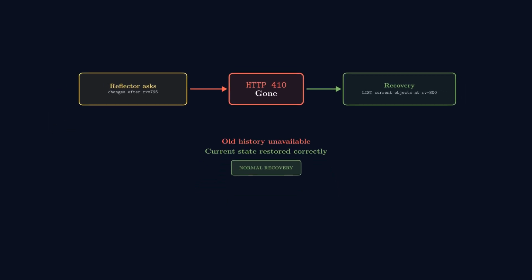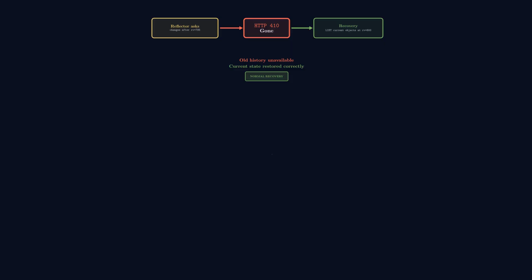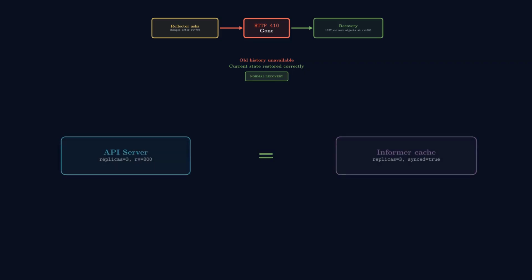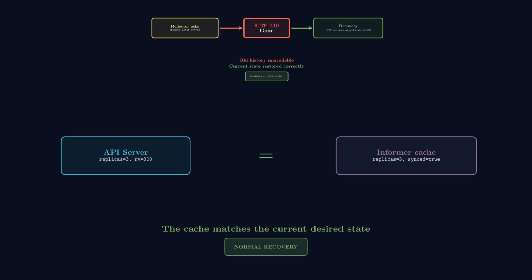Next, we check whether the informer cache has the correct information. The cache says it has finished syncing and is ready to use. It also shows that Checkout app should run 3 pods, exactly the same as the API server. So when the reflector fetched the current state again, it rebuilt the cache correctly. The cache did not change the desired count and did not cause the extra pods.